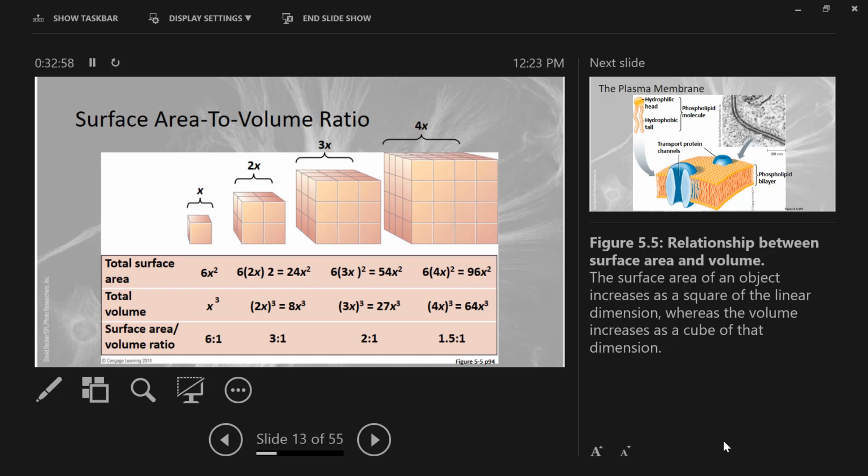Okay, so we've taken the cell and we've doubled the edge length. So if it were a sphere, we would double the diameter. Now, if we're going to find the surface area, it would be 2x times 2x, which is what? 4x squared, right? And then times 6 would be 24x squared. Yes? Okay, what about the volume? We would do 2x times 2x times 2x, which would be 8x cubed.